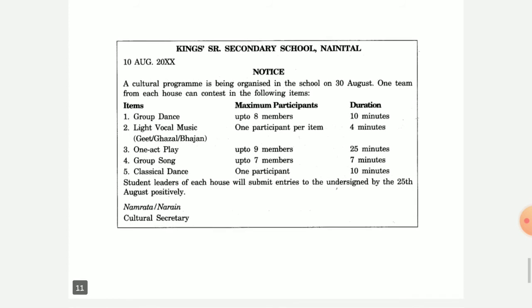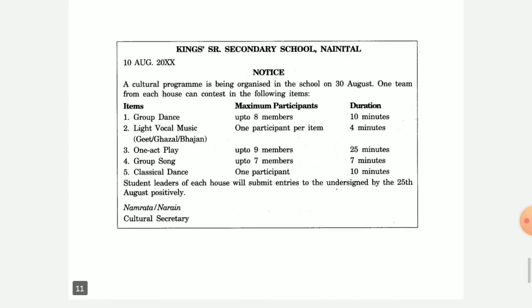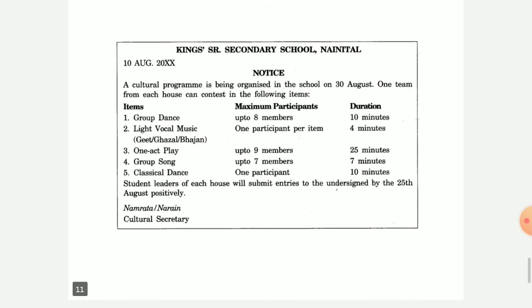You have to include all these criteria, very very important. And the duration is 4 minutes. One act play up to 9 members and duration is 25 minutes. Group song up to 7 members, the duration is 7 minutes. Now you can change the maximum number of participants and obviously the duration according to your choice.